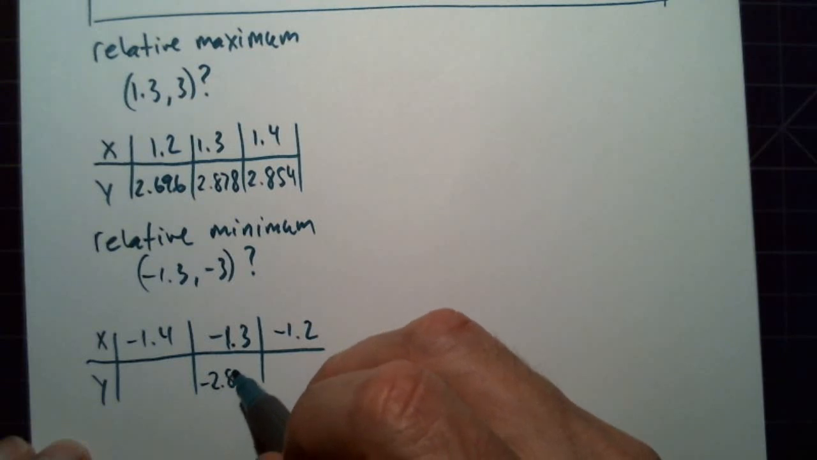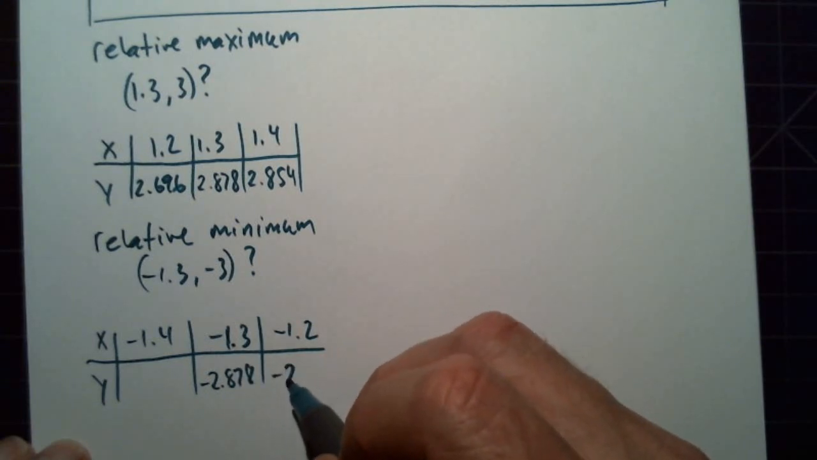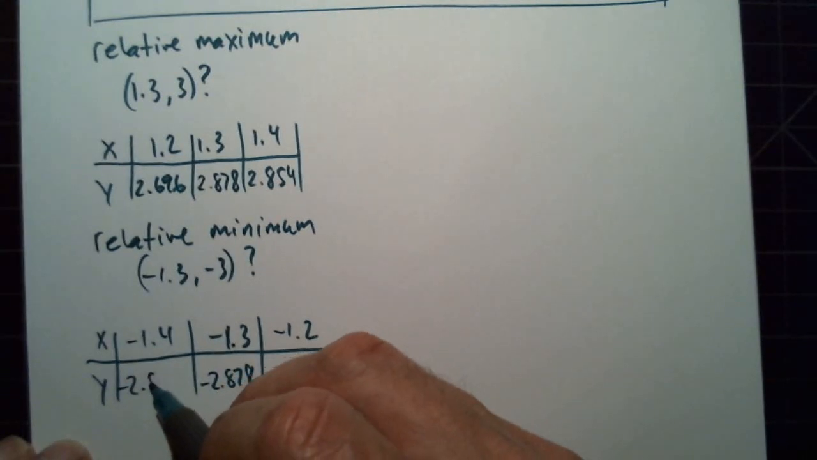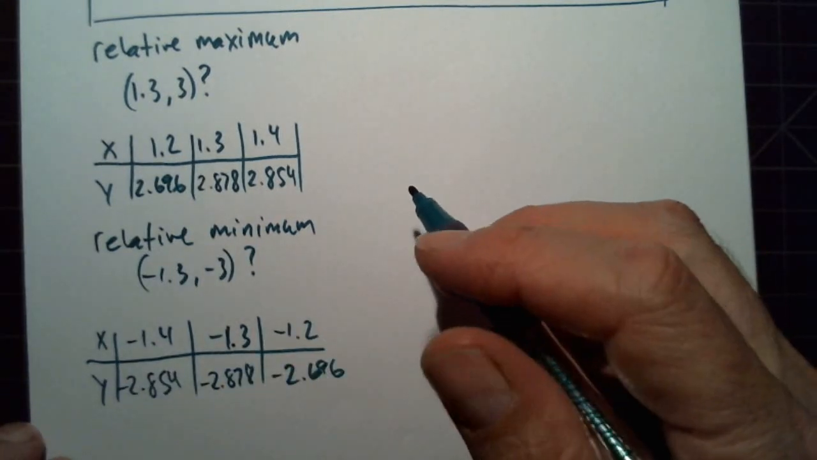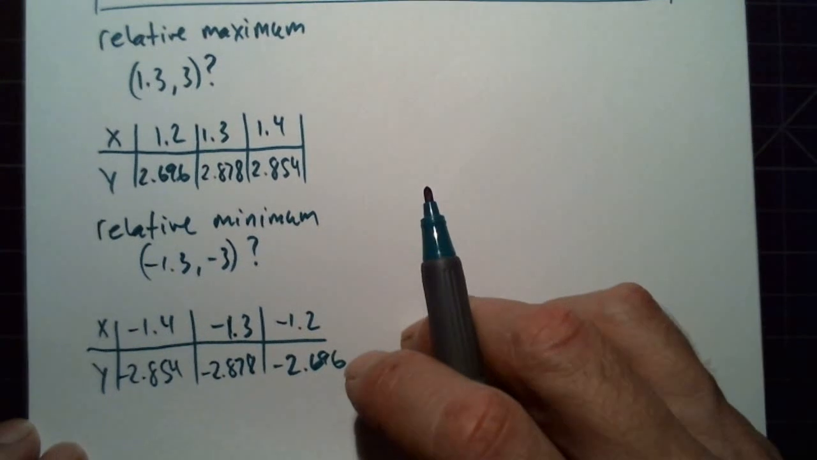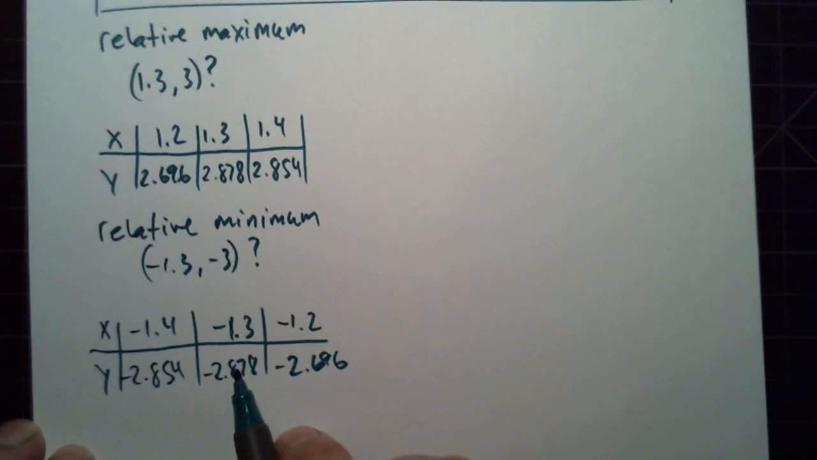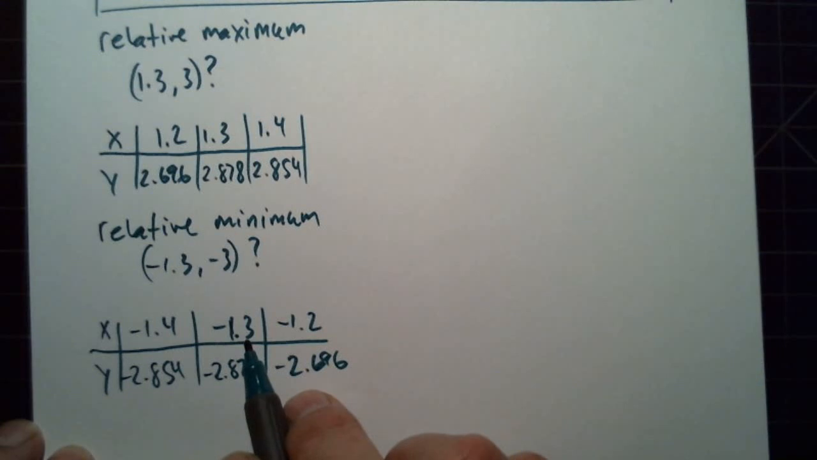Negative 2.878, negative 2.696, negative 2.854, just the reflection of the other y values, and it looks like we have the lowest out of these three, that is the lowest y value, so that's support that the minimum is near negative 1.3.